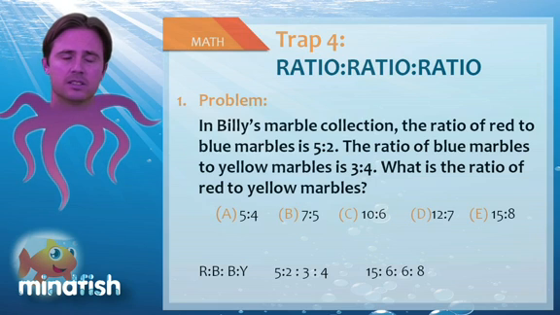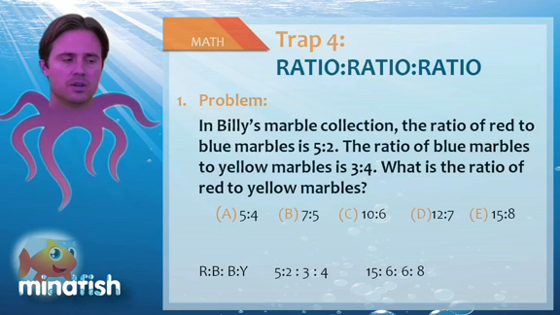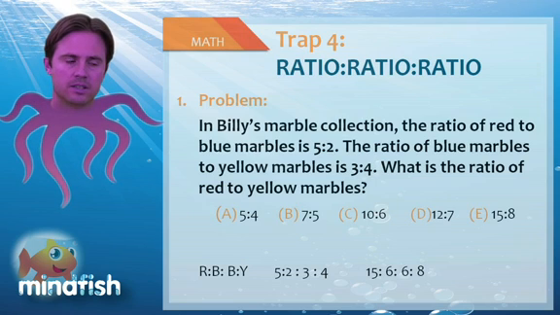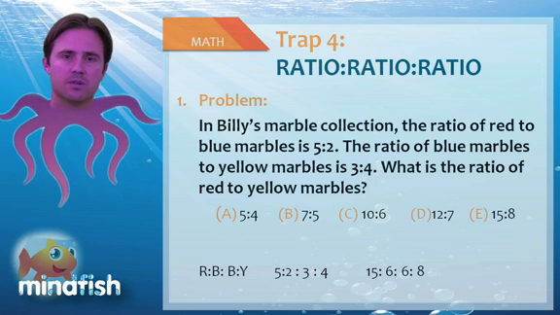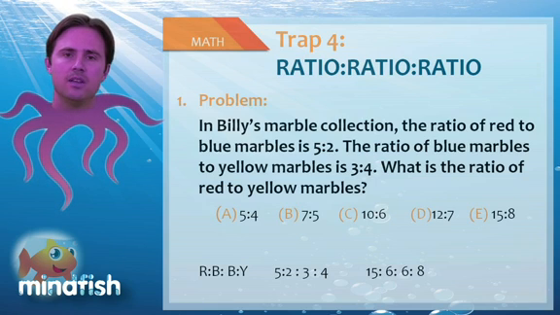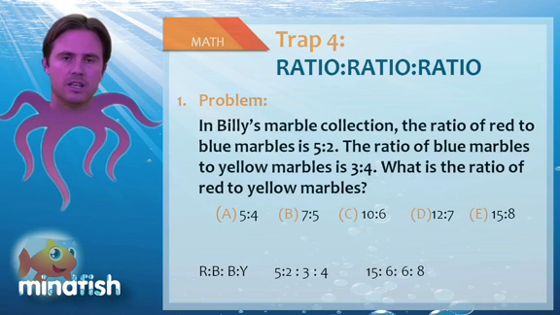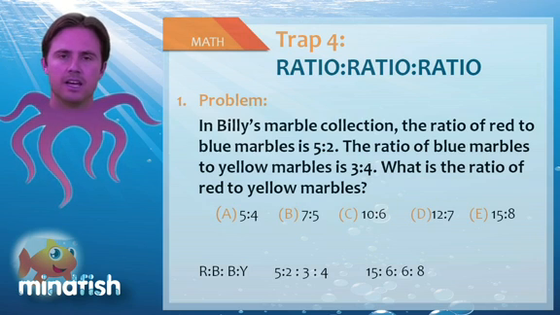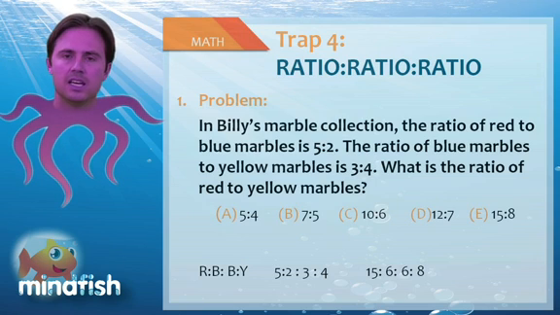So let's pick 6, changing the red to blue ratio to 15 to 6. We haven't changed the ratio, we've just scaled it. Now we're going to change blue to yellow from 3 to 4 to 6 to 8. Again, it's the same ratio, it's just scaled. Now that the blues are the same, 6 on each side, we can take red to yellow as 15 to 8. So the answer here would be E and not A.